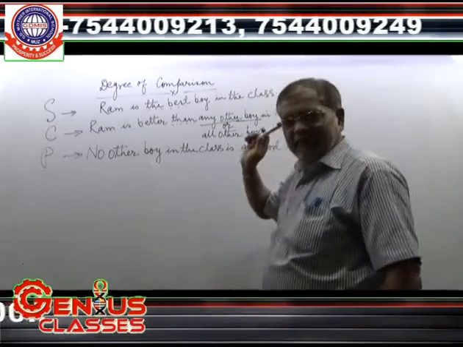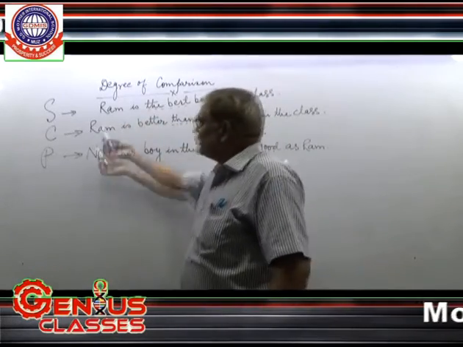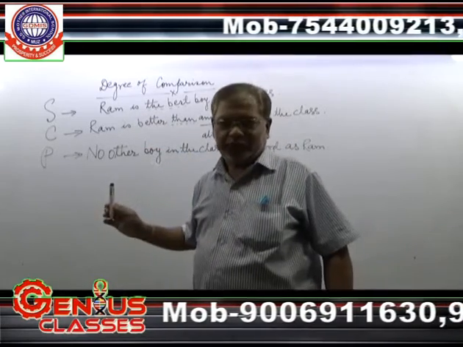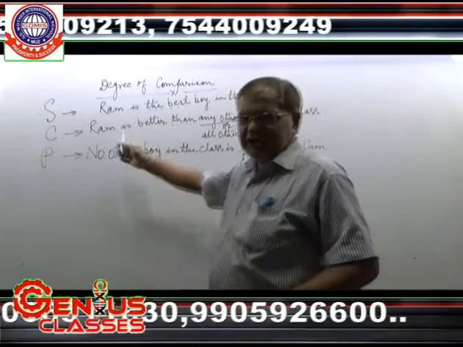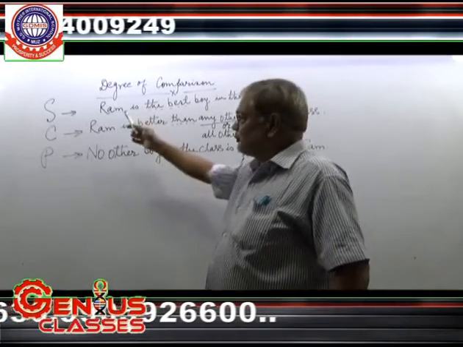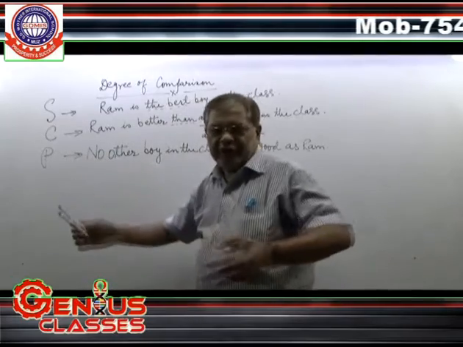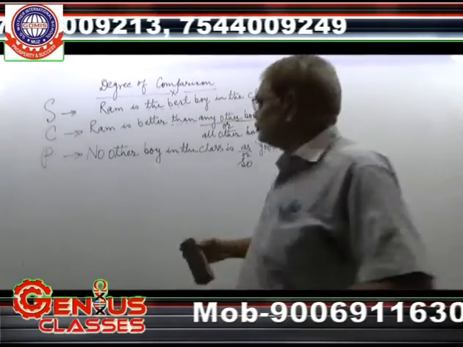If the comparative degree is given and you have to change it into positive and superlative as well, the same process is to be followed. So this was the first process, as a general condition, from superlative to comparative and from comparative to positive, how it can be changed. Now the next process that we are going to learn.